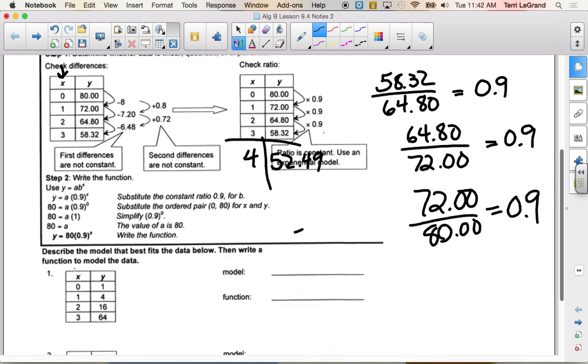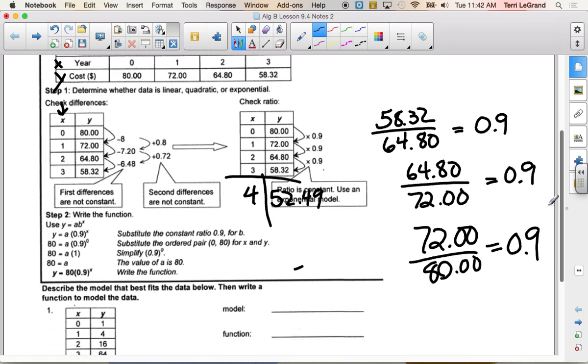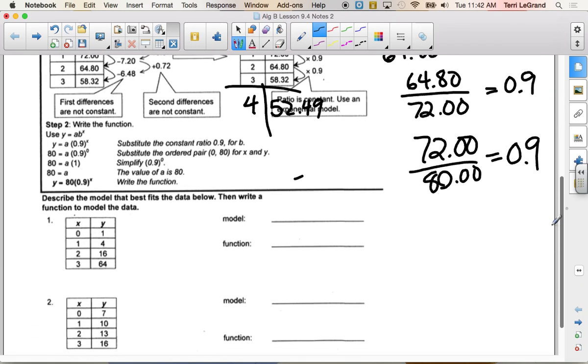That's a good thing that we got an answer that's smaller than $58.32. I think this is representing money, cost, okay. So that was just a little sideline. I want to make sure that you guys are trying to use some thinking skills.